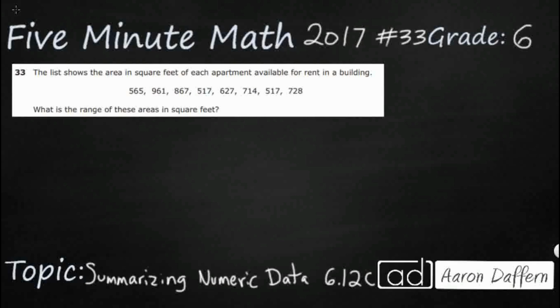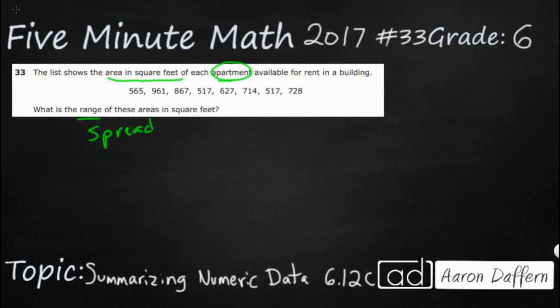So we have a list of just 3-digit numbers, and we have 8 of them, and they are looking at the area in square feet of apartments. But really the key term we need here is the range. So we need to calculate the range of these areas in square feet. And range is a measurement of spread. So how far apart are these data?